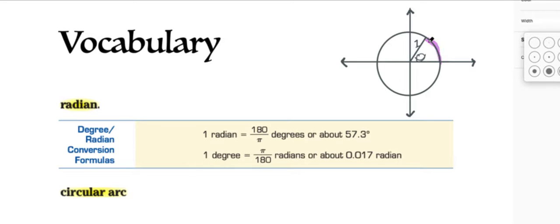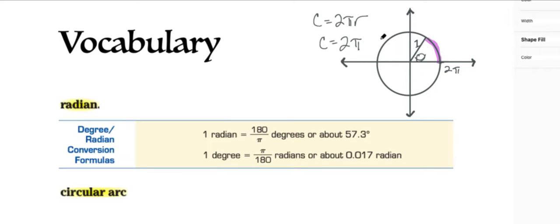So what am I talking about? Let's think about it a little bit. Do you remember how to find the circumference of a circle? The circumference of the circle is 2 times pi times r. So in this case, the circumference of the unit circle is going to be 2 pi, because r is 1. If I go around the whole thing, that's 2 pi. So the angle 360 degrees is equivalent to 2 pi. This would be the degree measure, and the 2 pi would be the radian measure.